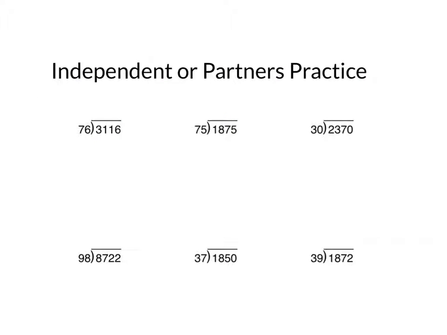Alright, so here are your independent or partners practice questions. Please write these in your book. Notice how they're double-digit divisors. So they are meant to practice your estimating with the divisors to make it easier on yourself. And also, please pick 4 of these to do. You don't need to do all 6. Pick the 4 you'd like. My favorite right here is this problem because I can round the divisor to 100, and I know that it's super easy to divide by 100, so I'd recommend doing that problem.